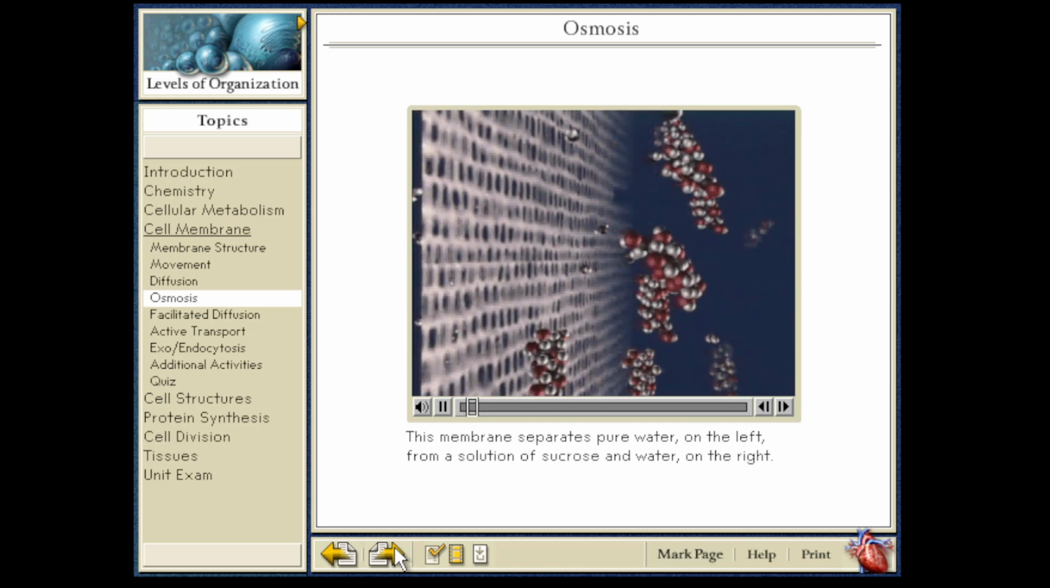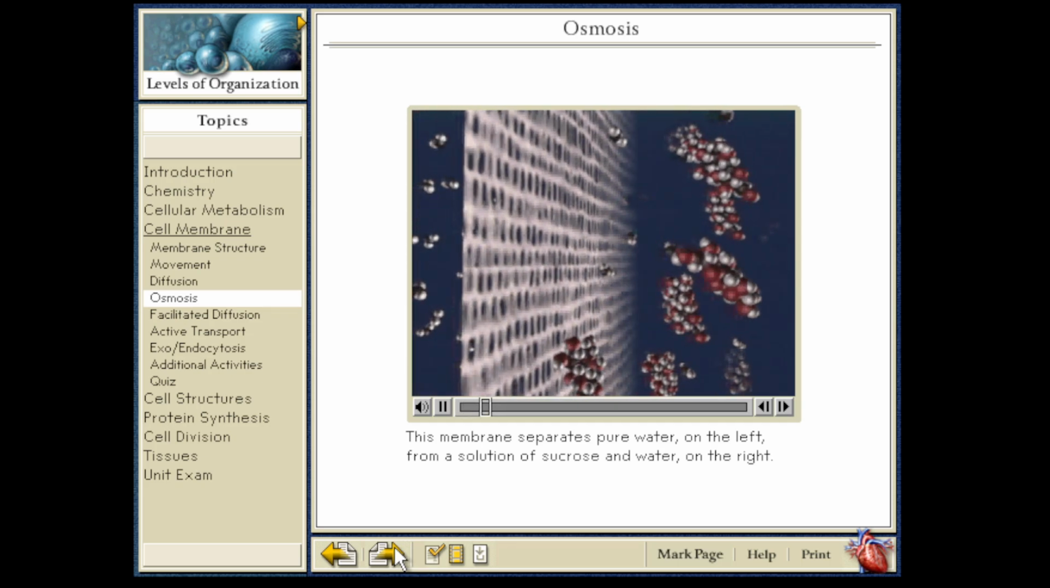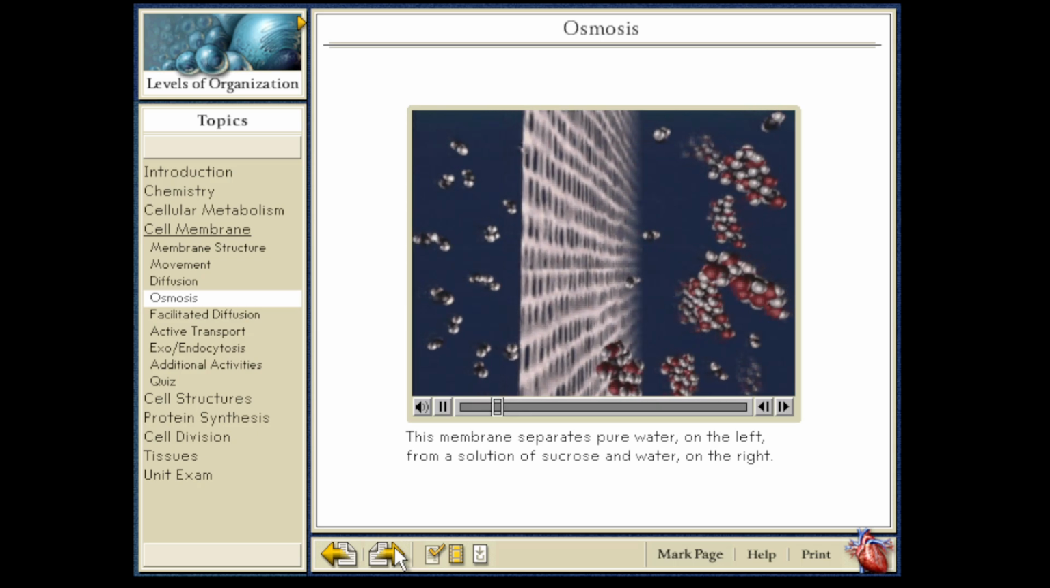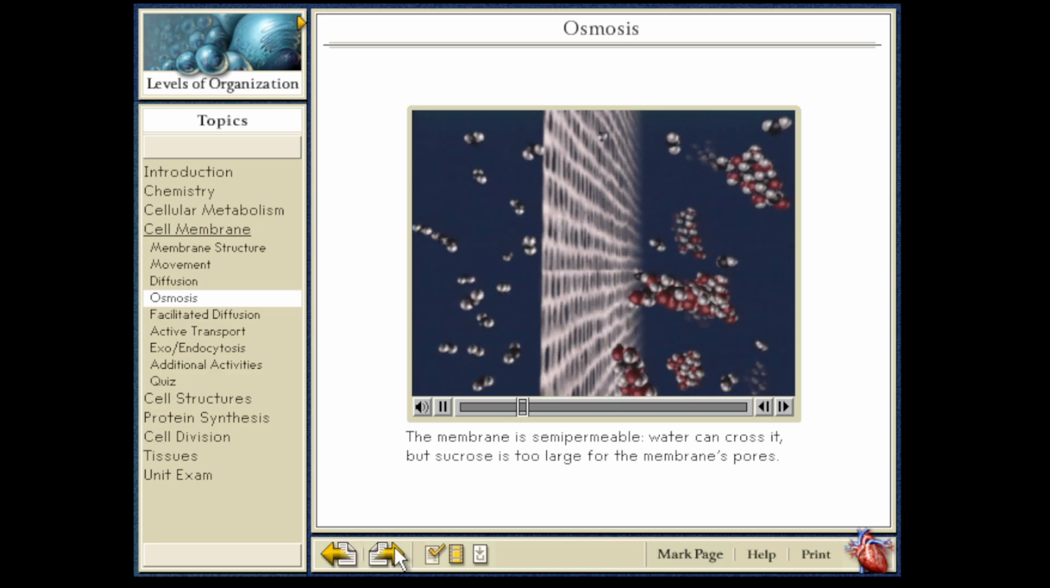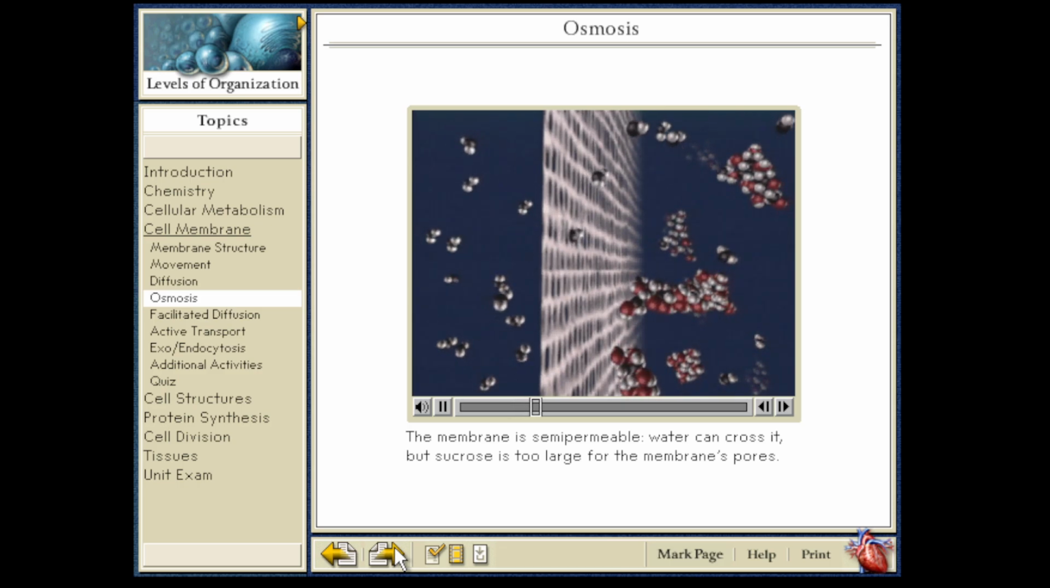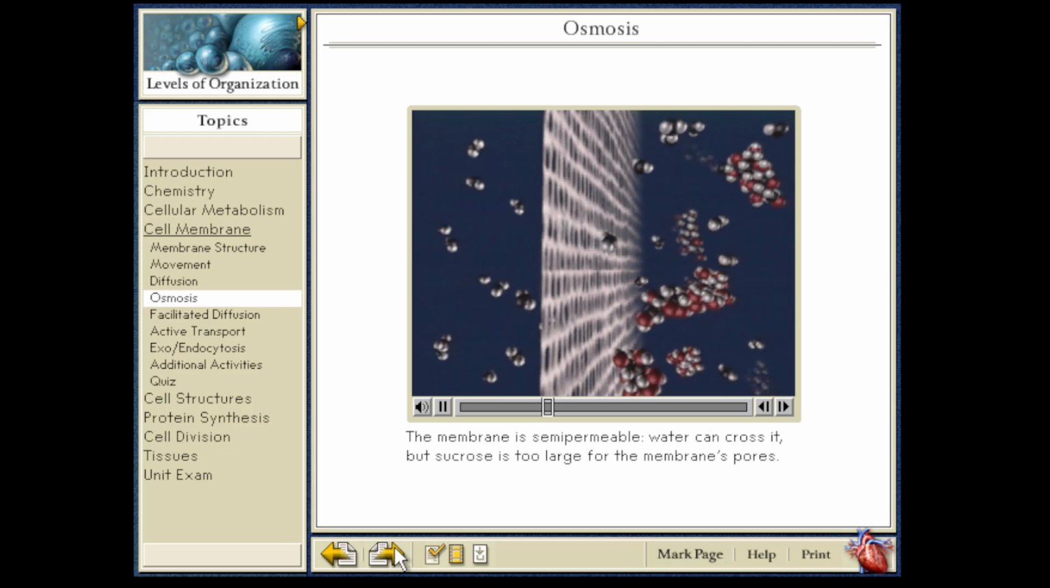This membrane separates pure water on the left from a solution of sucrose and water on the right. The membrane is semi-permeable. Water can cross it, but sucrose is too large for the membrane's pores.